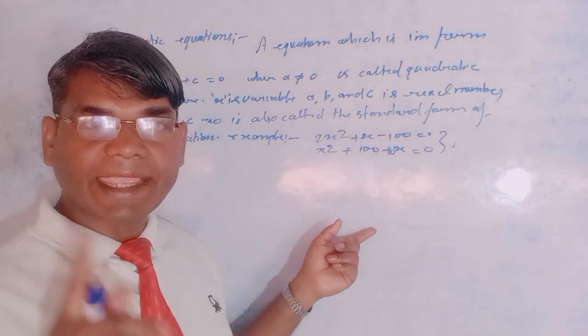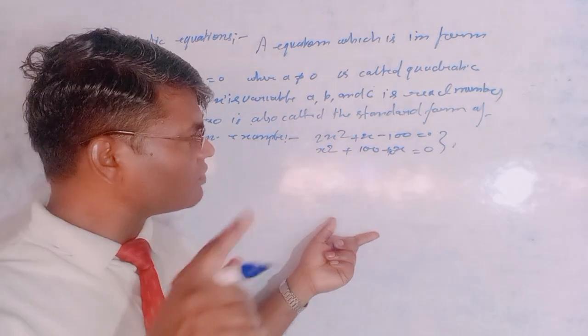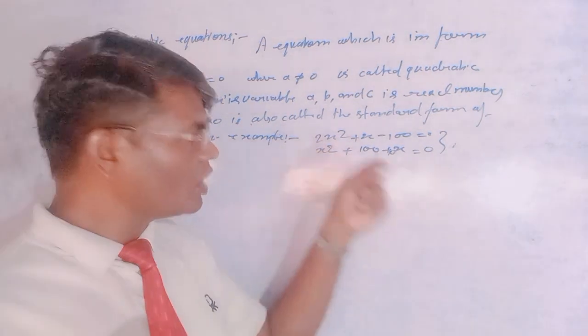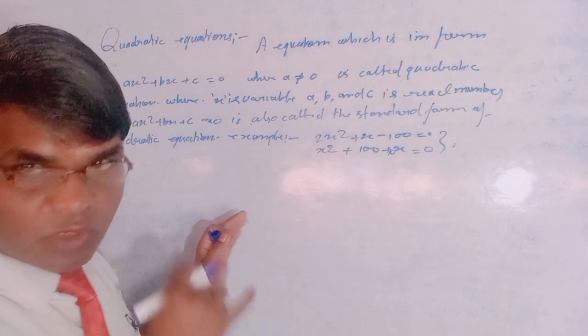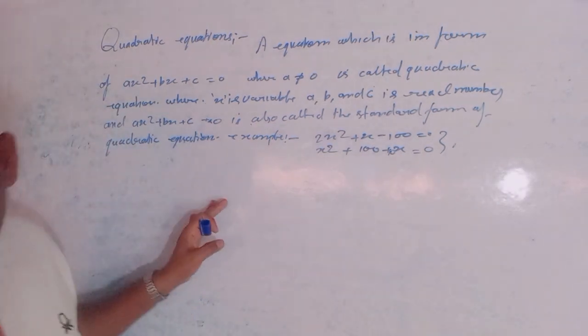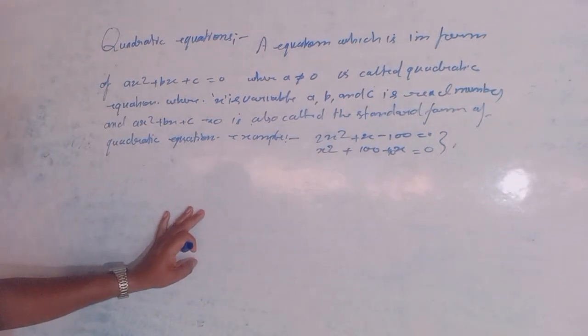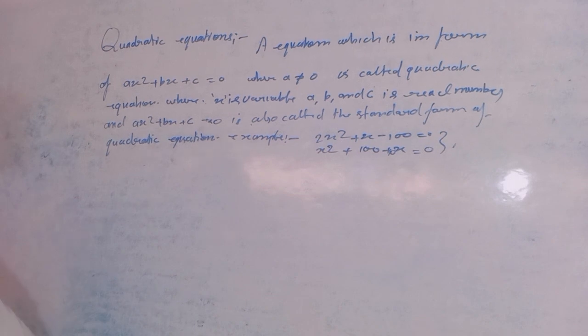So if any equation has degree 2 and is written in decreasing order of powers, it is called a quadratic equation. I hope you understood quadratic equations. Now we will discuss the method to check whether an equation is quadratic or not.